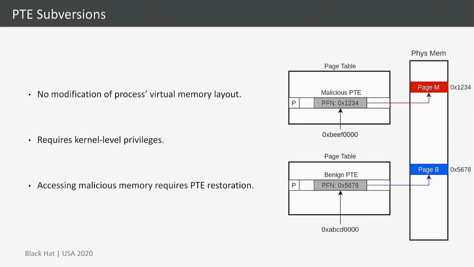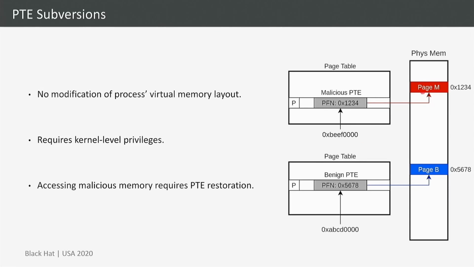So the second technique also requires kernel privileges in order to work, and it also requires restoration. So it is necessary to all the time unhide and rehide the memory in order for it to work. And we will talk about 2 different flavors of this technique. We are calling them PTE subversions, and we have the PTE remapping and the PTE erasure. And the beginning in both cases is the same.